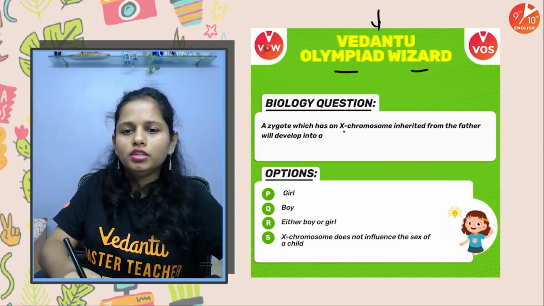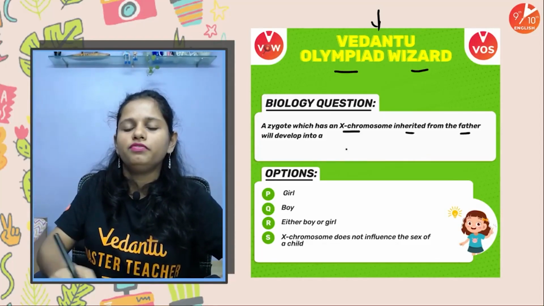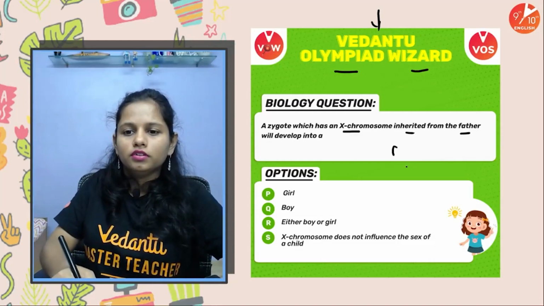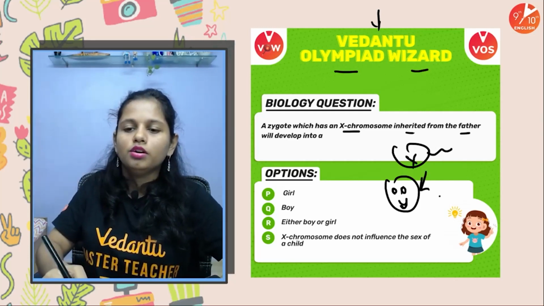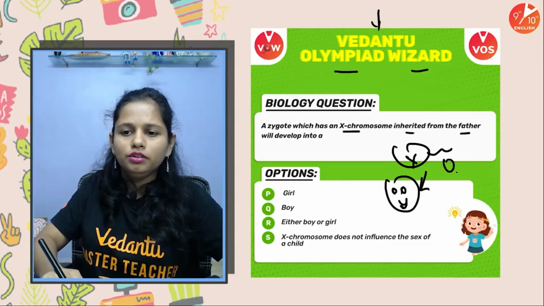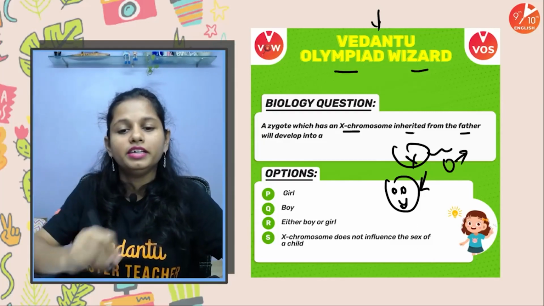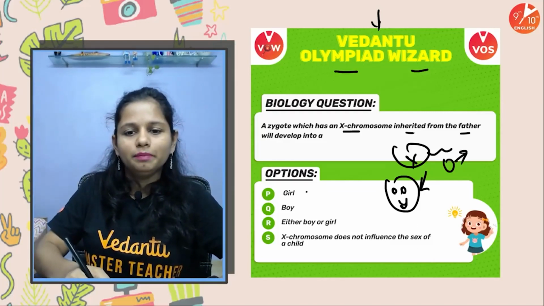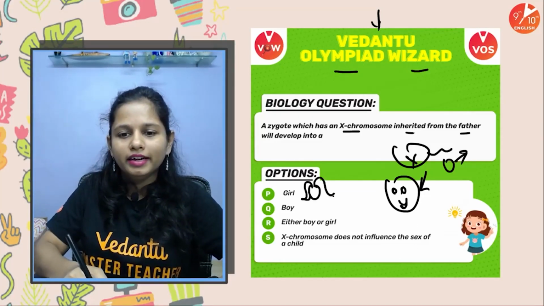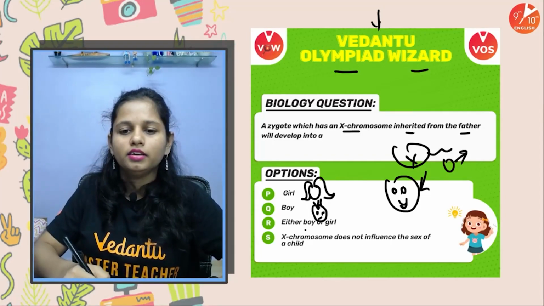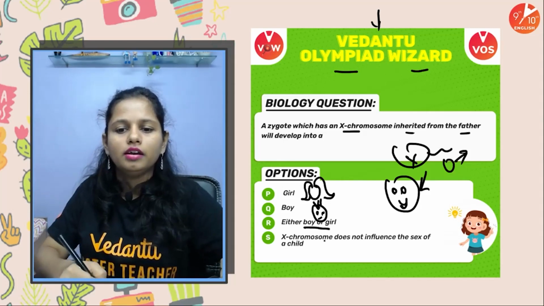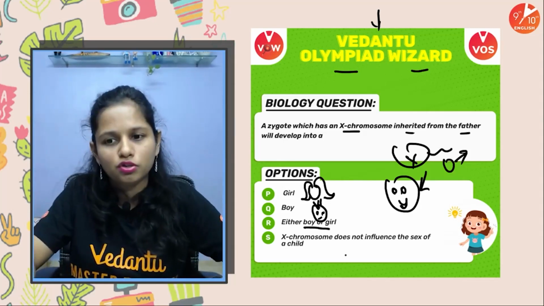A zygote has an X chromosome inherited from the father. If the zygote has inherited the X chromosome from the father, then will it develop into a girl child or will it develop into a male child? It can be a boy or a girl, and the X chromosome does not influence the sex of a child.